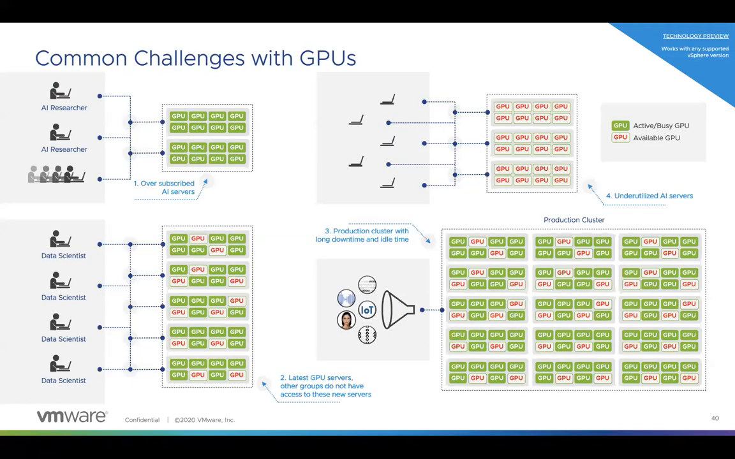If you look at it, these are the common challenges that we have with GPUs. Sometimes the AI servers are oversubscribed, so there is no free GPU available at all. In some scenarios, they are totally undersubscribed. Moreover, these GPUs need to be tightly coupled with the hardware where the ESXi is residing.